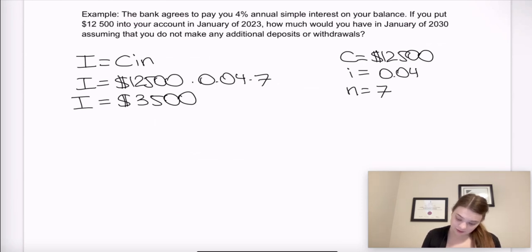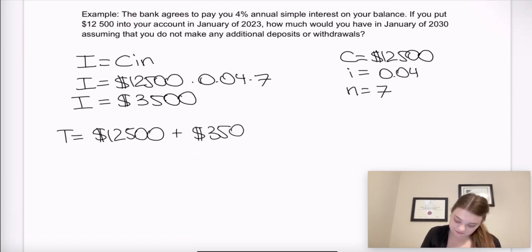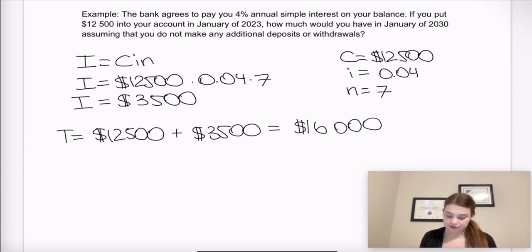And then therefore they ask, how much would the total be? So the total in the account is we would still have the 12,500 that we originally put into the account, plus we would also have the additional 3,500 that the bank paid us over the course of those 7 years. So in total, that is going to equal $16,000. And there we go.